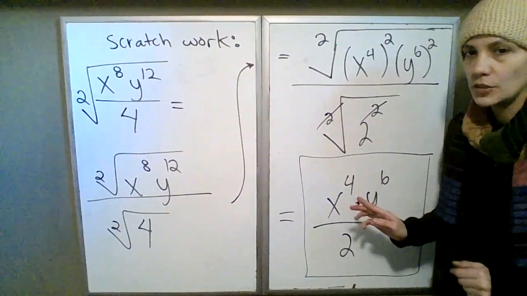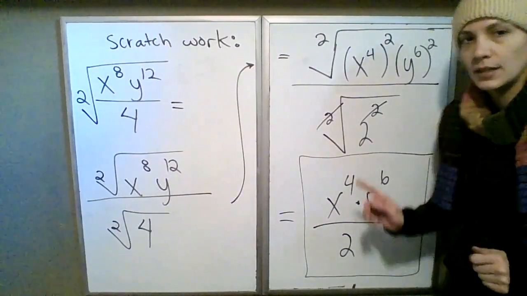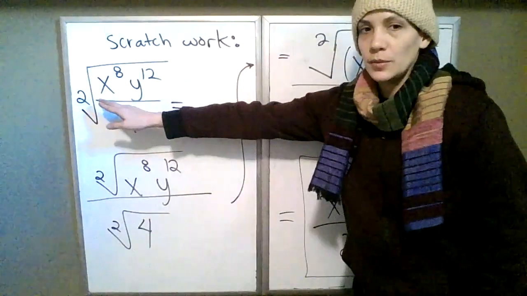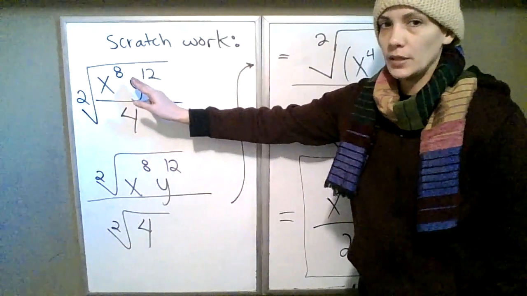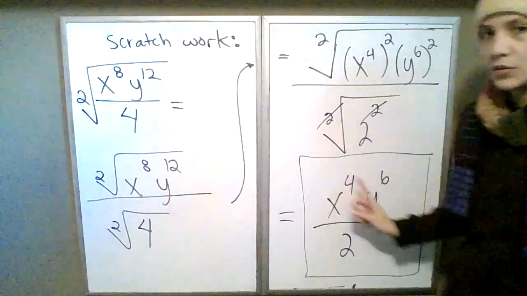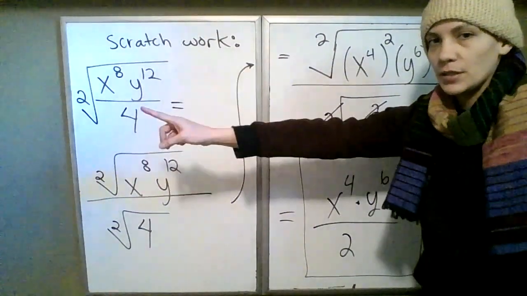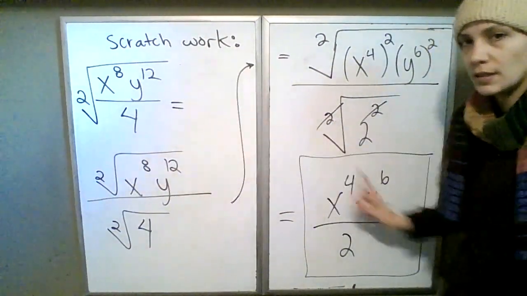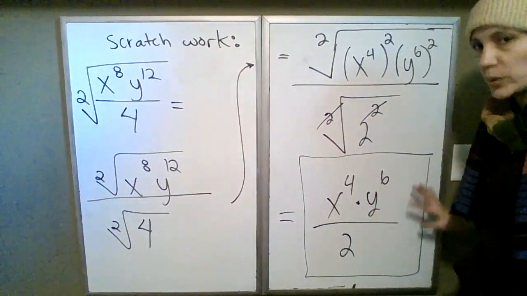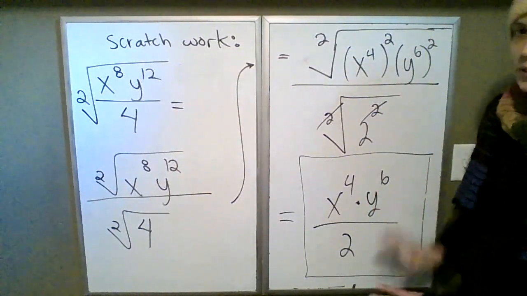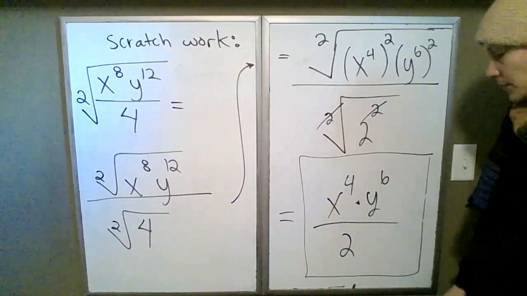So again, let's check out kind of a shortcut. You can look at the root, see how many times it goes into the power. 2 goes into 8, 4 times with no remainder. How many times does 2 go into 12? 6 times, there's no remainder. And then we took the root of 4.